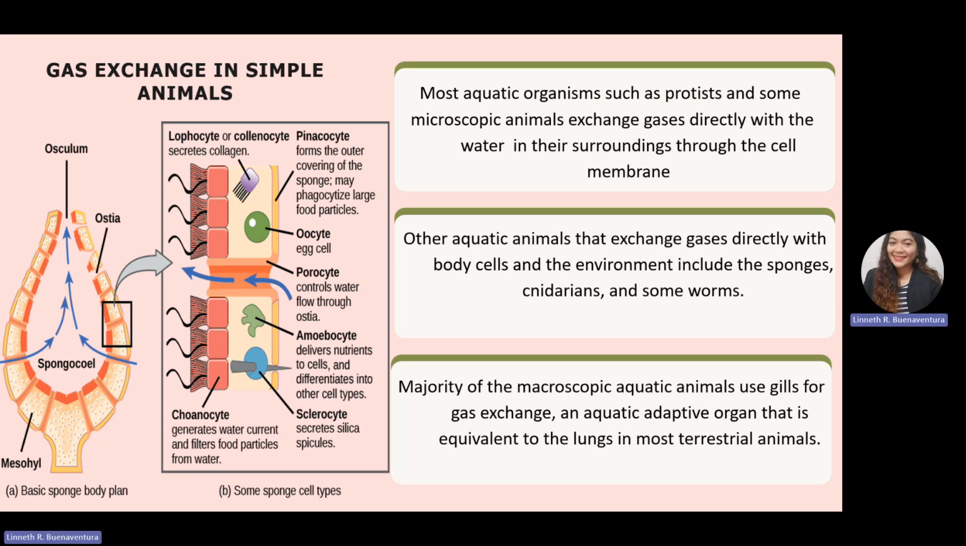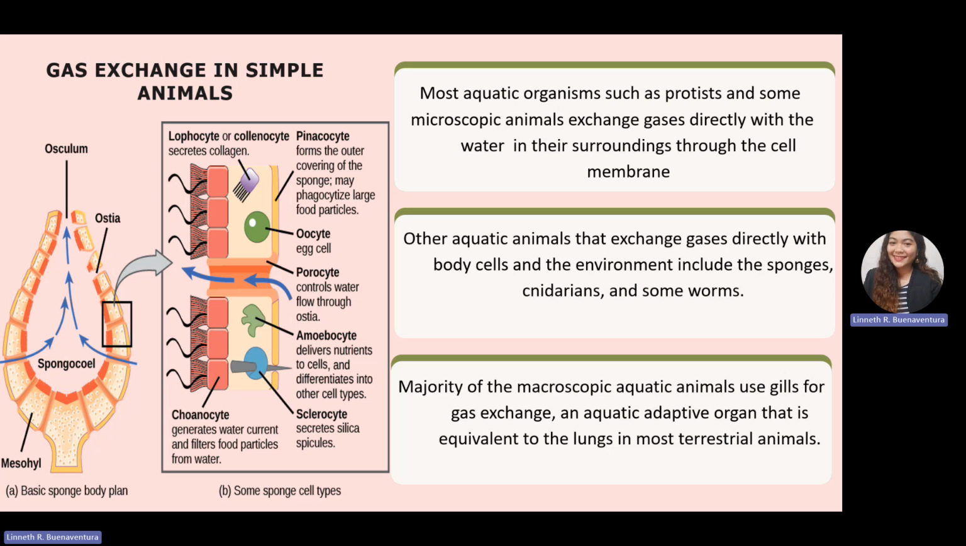dioxide and oxygen. Other aquatic animals that exchange gases directly with body cells and the environment include sponges, cnidarians, and some worms. They have very thin skin that directly diffuses carbon dioxide and oxygen. The majority of macroscopic aquatic animals use gills for gas exchange, such as fishes, an aquatic adaptive organ that is equivalent to the lungs in most terrestrial animals.